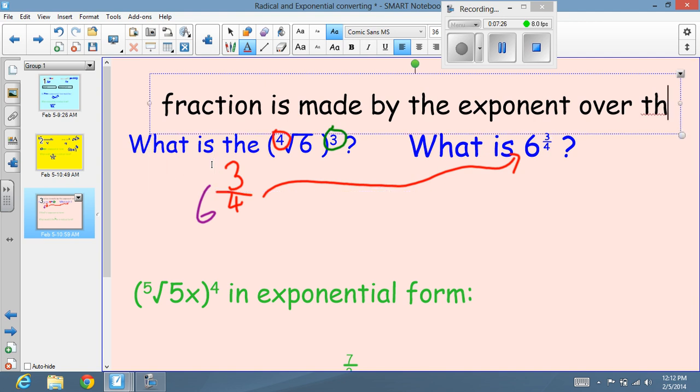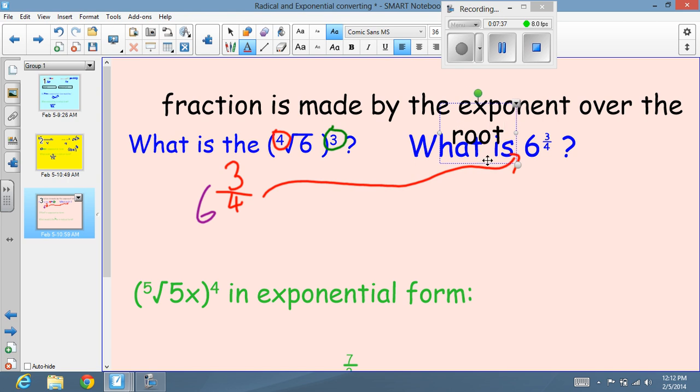Let's do it this way. And then if I jump down here, root. Okay. Let me finish this up here real quick before Quinn flips out on me.